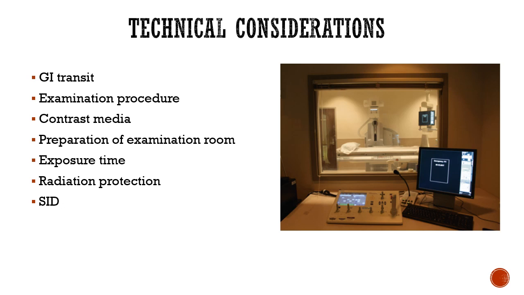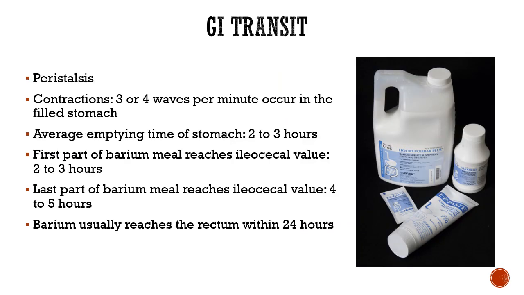of the digestive system. So as far as the GI transit, we have to consider peristalsis, which is the wave-like motions. The contractions are 3 or 4 waves per minute that occur in the filled stomach. The average emptying time of the stomach is 2 to 3 hours. The first part of the barium meal reaches the ileocecal valve in 2 to 3 hours. The last part reaches the ileocecal valve in 4 to 5 hours. So the barium usually reaches the rectum within 24 hours, by the way.